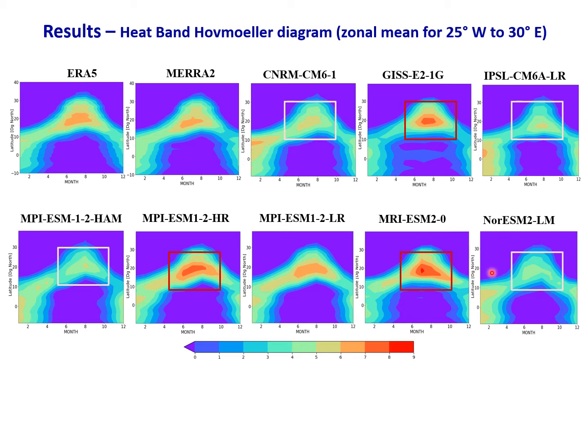However, we see that these four models are simulating weaker intensity in the summer months, and then these three models are simulating stronger intensity in the summer months as compared to the reanalysis product.